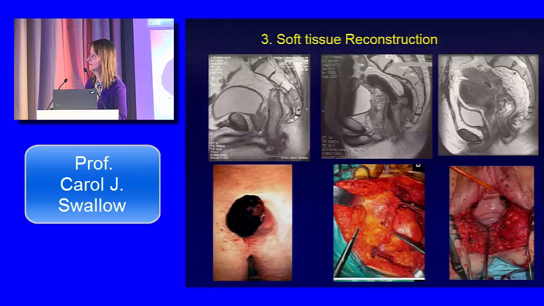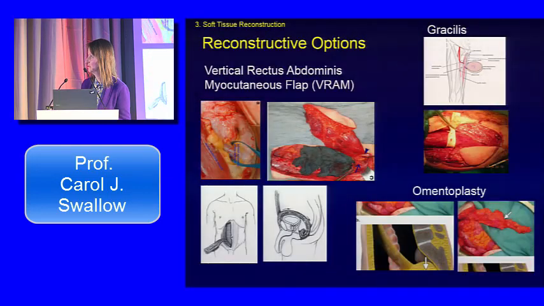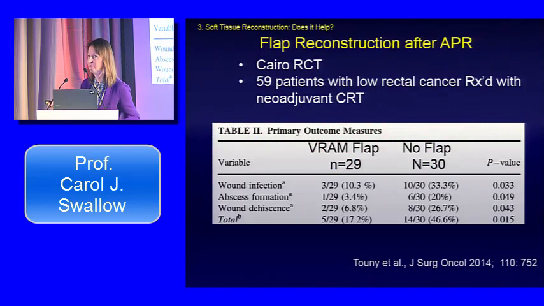So we tend to advocate simple reconstructions. Soft tissue reconstruction, these are often large defects that are left at the end of the extirpative portion in these procedures. And the workhorse here is the VRAM flap. You can add an omentoplasty, but this doesn't add a lot of bulk or sealing ability.